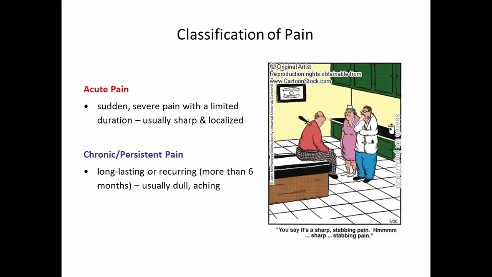Chronic pain is a type of pain that is very long-lasting or reoccurring, so by definition more than 6 months. Usually it's more of a dull, aching, annoying, constant type of pain as opposed to an acute situation.